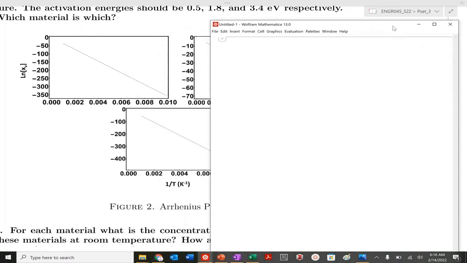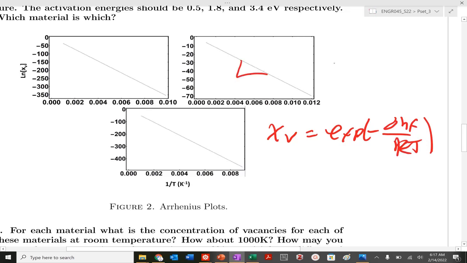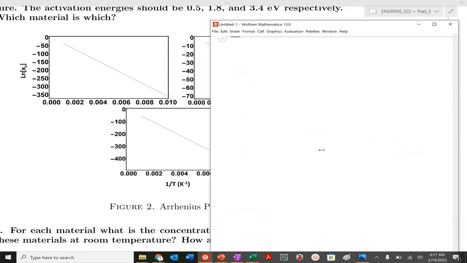So we're looking at the activation energy. We know that we need to be looking at our Arrhenius relationship. So we know that the slope here, essentially X_V is equal to exponential of minus delta H_F divided by kT. We're looking at the natural log of this. So the slope is going to be equal to minus delta H_F divided by k. Let's start to solve for that. So slope, rise over run.